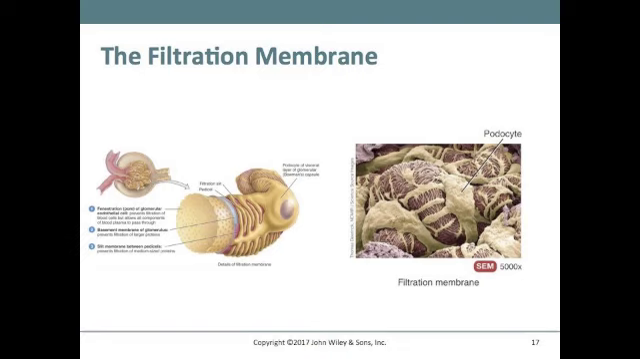Less than 1% of the albumin, the most plentiful plasma protein, passes through the slit membrane because with a diameter of 0.007 micrometers, it is slightly too big to get through.